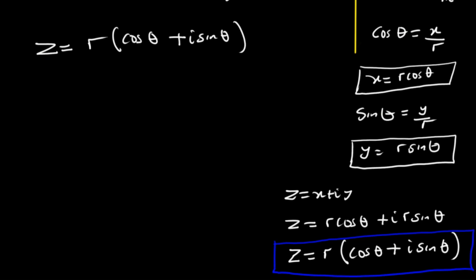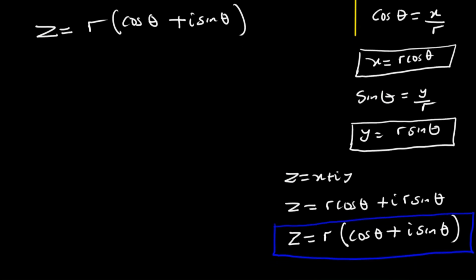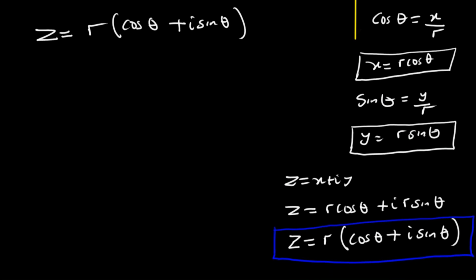So whenever you have to represent a complex number in its polar form, we simply need to look for r, which is the modulus, and also we look for theta, which is the argument of the complex number. Now let's look at some examples.